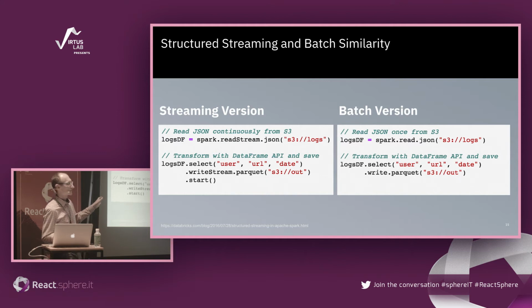This is a very basic example which tries to show how similar the versions for streaming and batch are. On the left you have readStream, on the right you have read, and that's the only difference. Here you have writeStream, there write to Parquet, everything else is the same. The only difference is start. This would block on the driver until the write operation finishes. This would not block because we are starting the stream. We are getting the query as a result here.